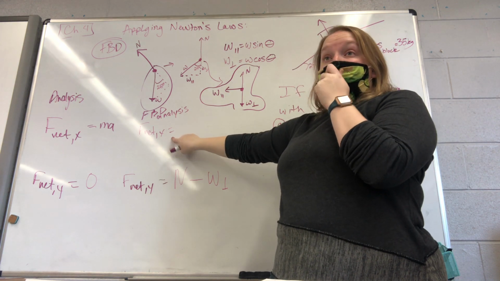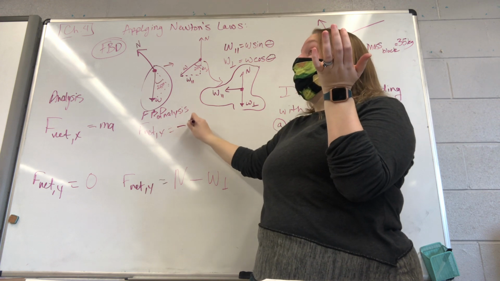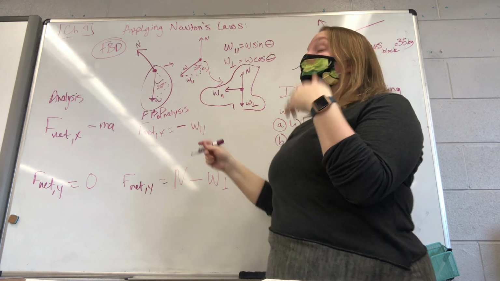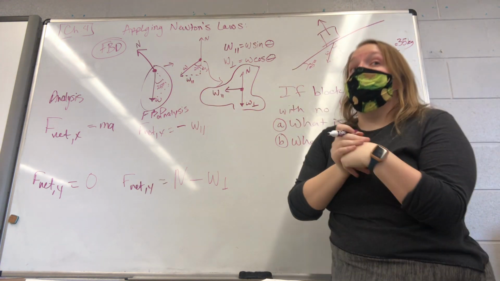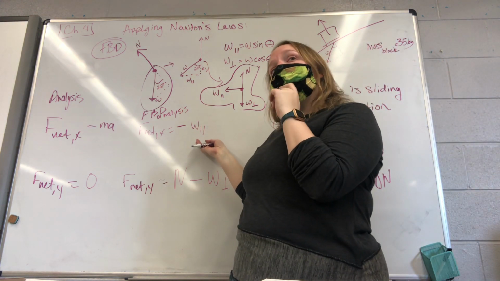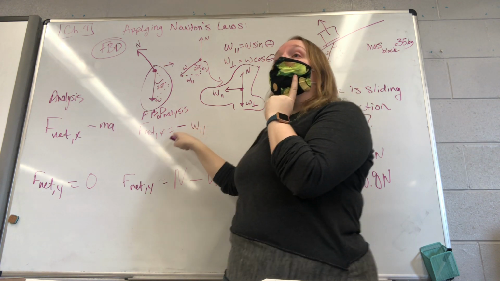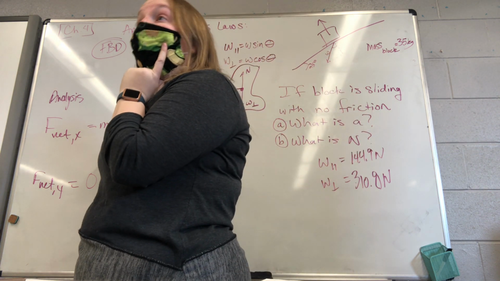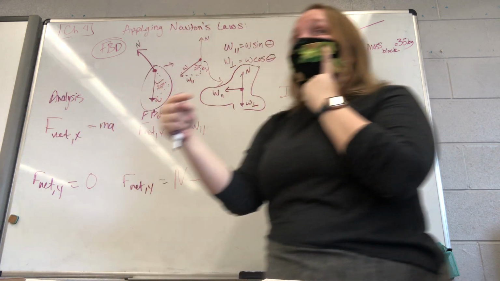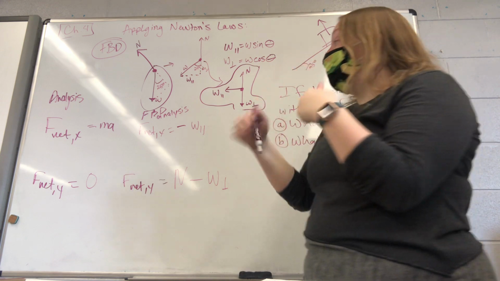What about F net x? What are we going to write? Negative W parallel, right? Because it's going to the left. Don't lose our coordinate system. Yes, it's the only one happening in this particular direction, but don't lose your coordinate system. If you put the negative in front, it means A will end up negative, and we want A to be negative because we want to indicate that acceleration is happening to the left. So we have to be consistent with our values.